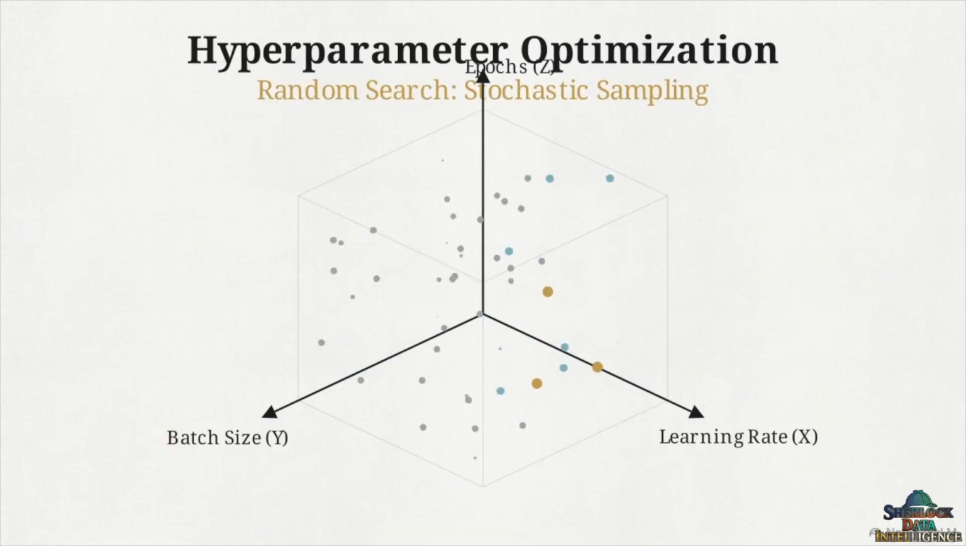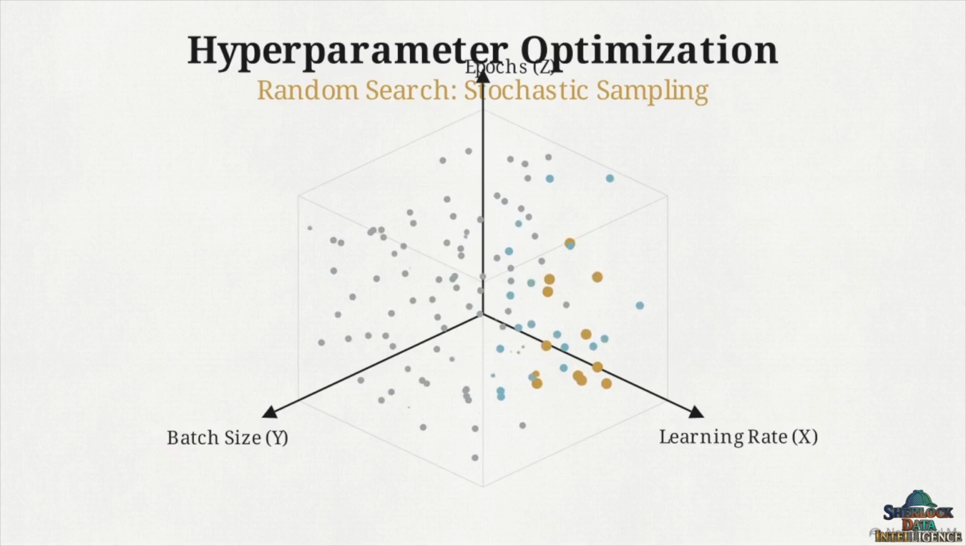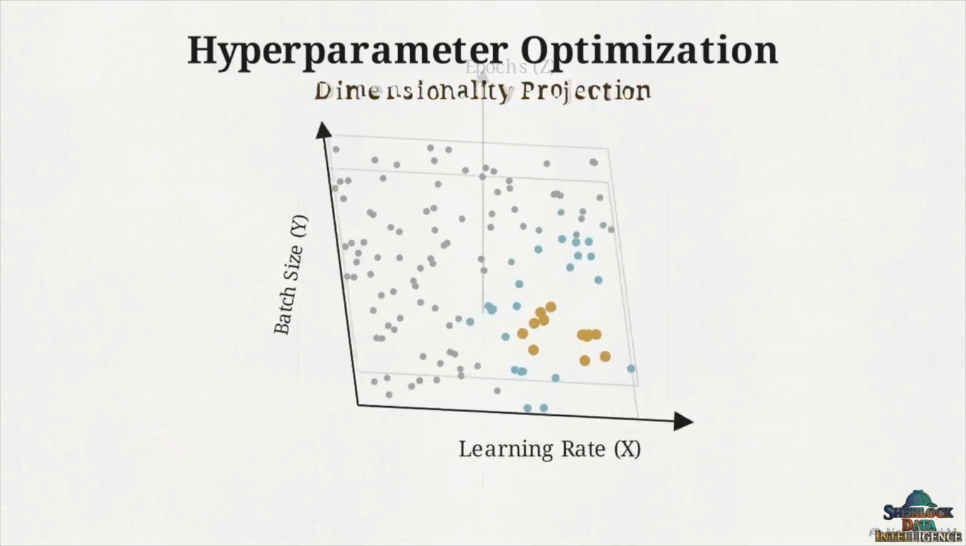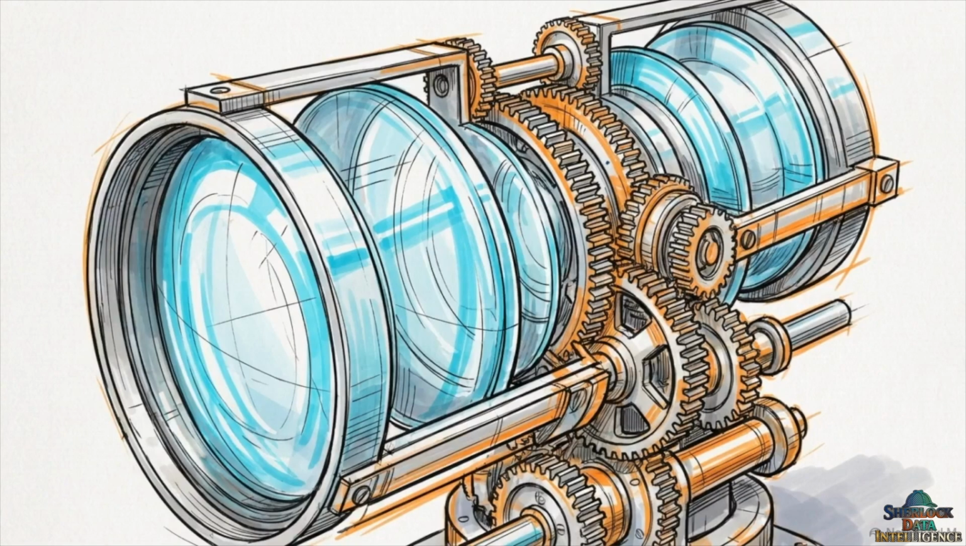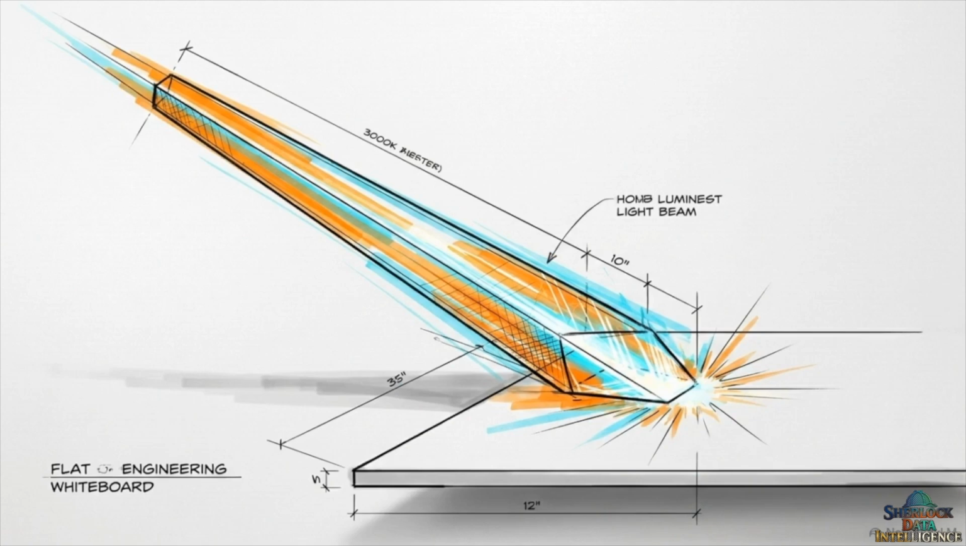A more efficient alternative is random search. Instead of marching through every intersection, it maps the space using a scattered distribution of tests. Because it selects random coordinates, the algorithm explores a wider variety of settings for the most influential hyperparameters. When the data collapses into a 2D view, we can clearly see the clusters where the most effective settings are located. These search algorithms are the engines that turn the lens.